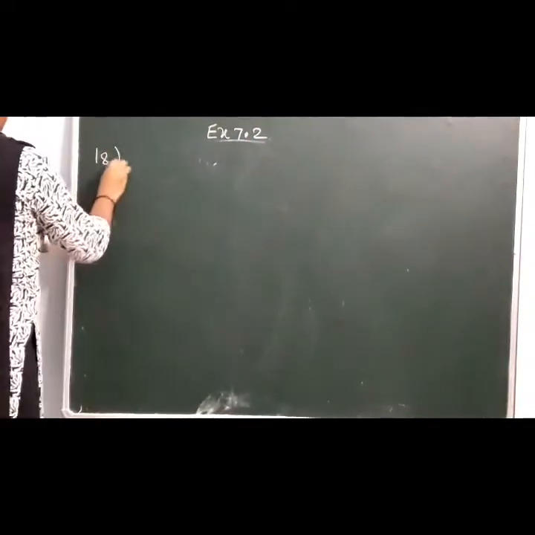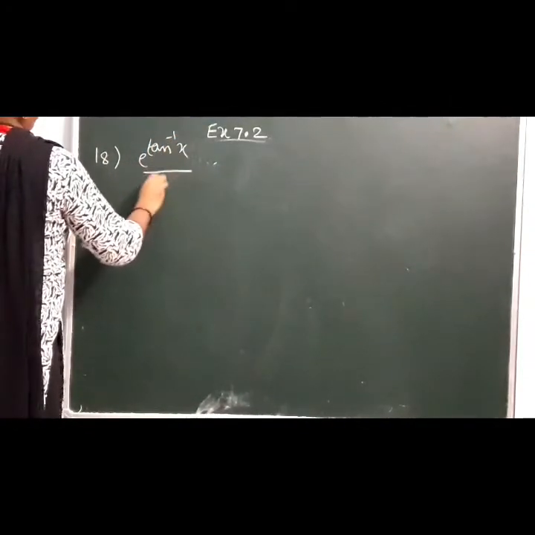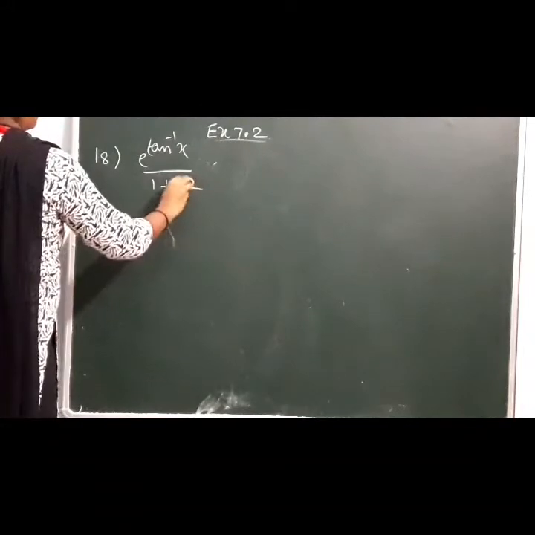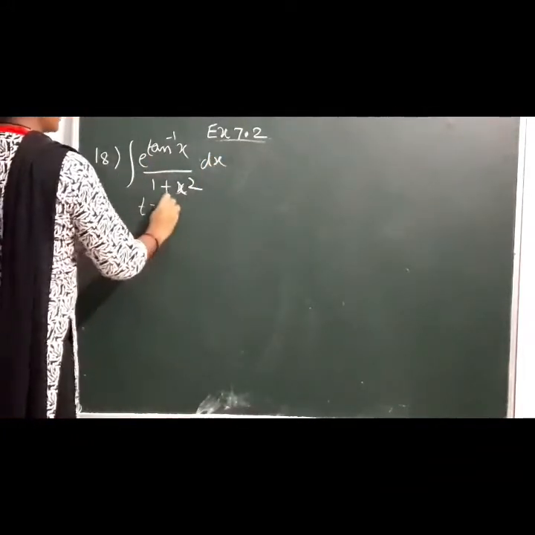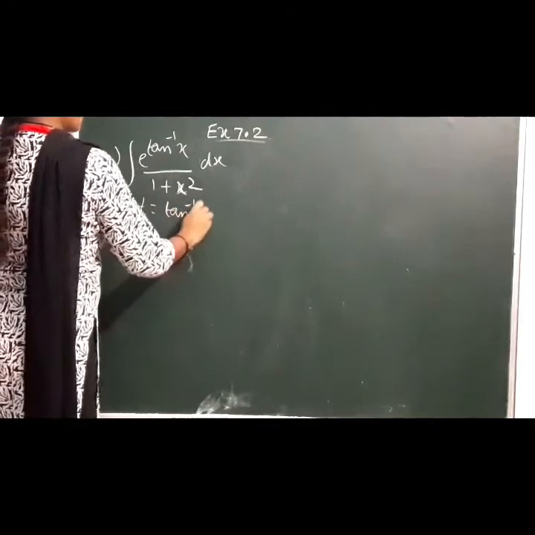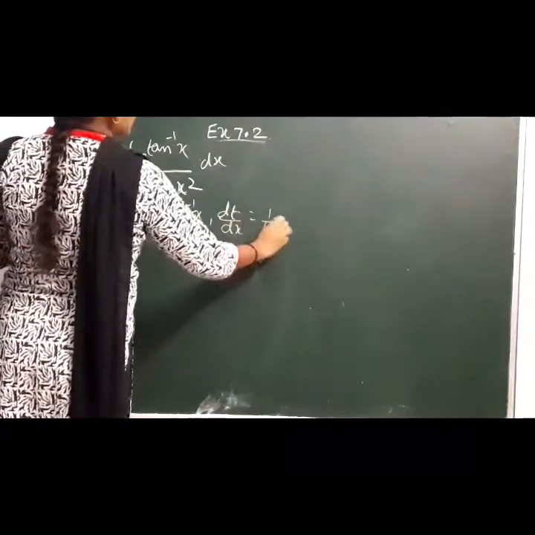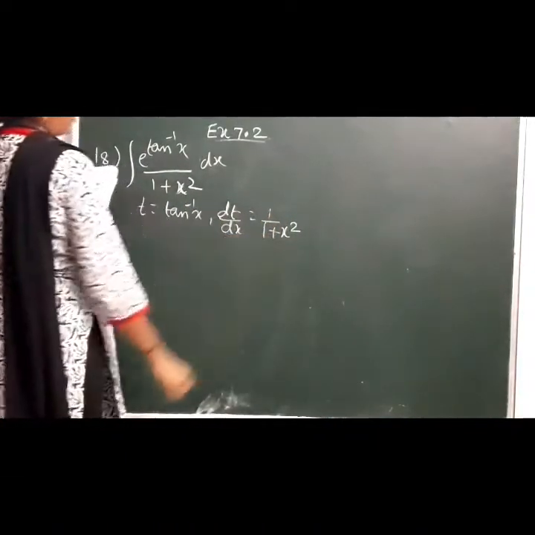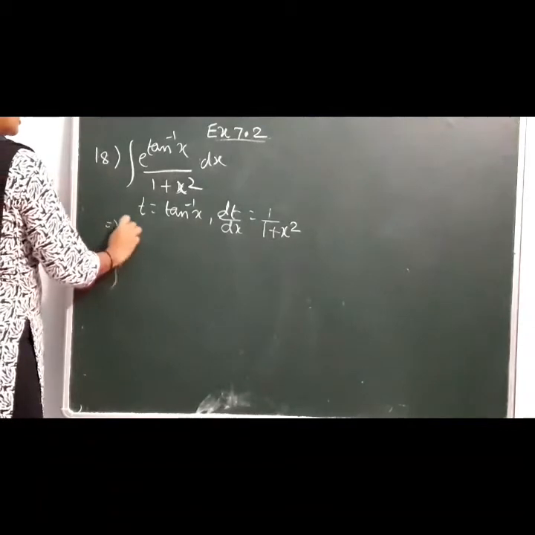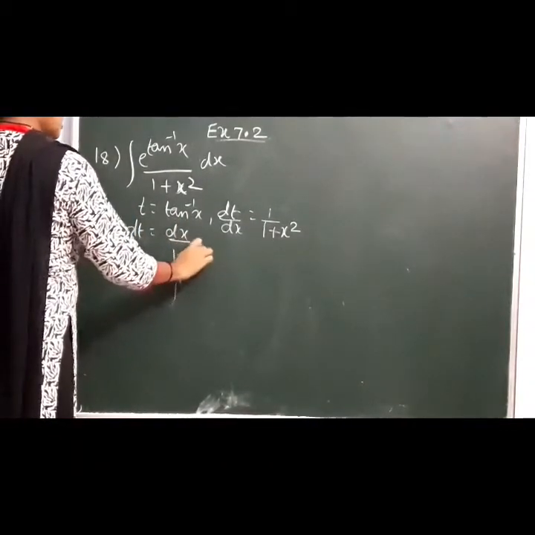So question number 18. Question number 18 is e to the power of tan inverse x upon 1 plus x square. So we need to do this one. Let us put t is equal to tan inverse x. So dt upon dx, the differentiation of tan inverse x, is 1 by 1 plus x square. So dt is equal to dx upon 1 plus x square.